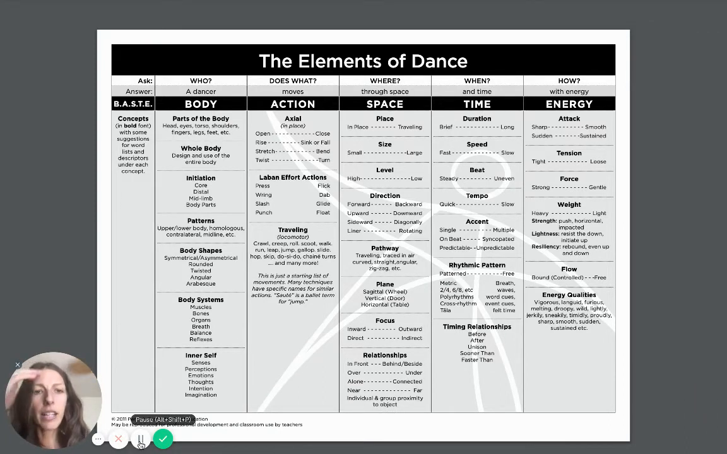Alrighty, friends, so let's come on back to the elements of dance chart that we looked at last week. As you can see, we are now in the second column of action. And here they included some examples, some of which we already just explored with our bodies, like open, close, rise, fall, stretch, bend, twist, turn, press, slash, flick, dab, glide, float, crawl, creep, roll, scoot, walk, and many, many more.